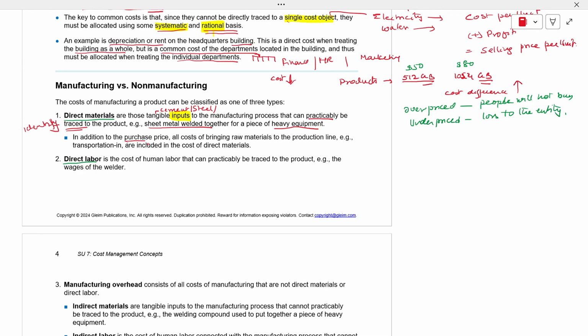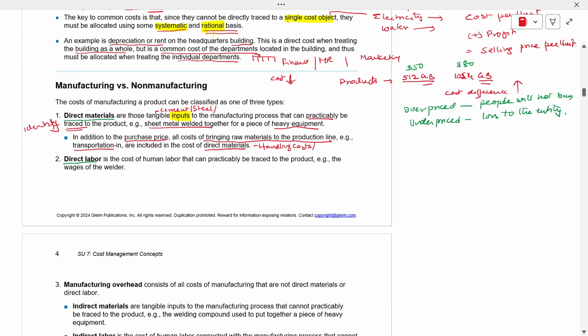We are not going to add to the purchase price, but any transportation cost, bringing the raw material to the production line. Any transportation cost we will add. Any costing which is directly related to the product materials. Okay, transportation cost. Is that very clear? Any handling cost, any cost which is related to that product, you will add it. That is the direct material.